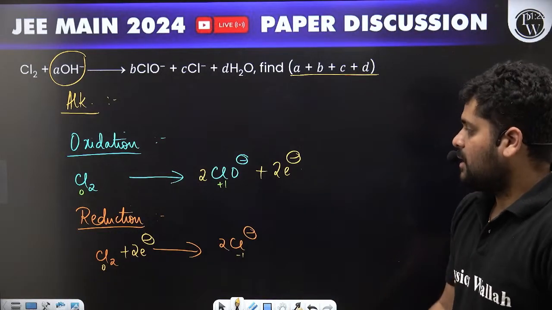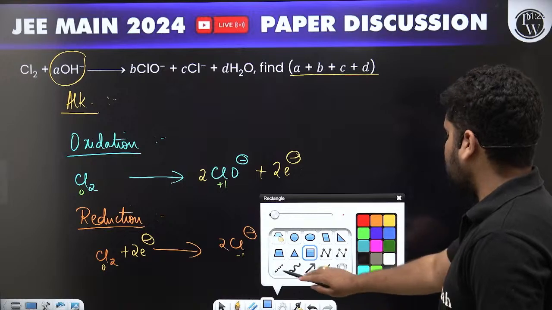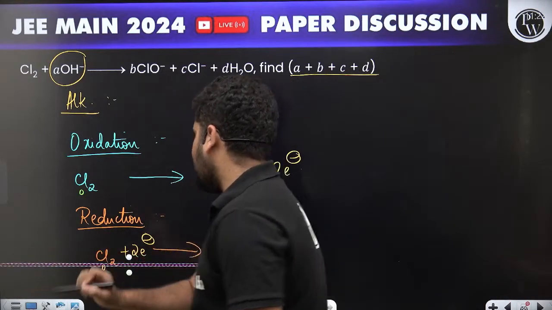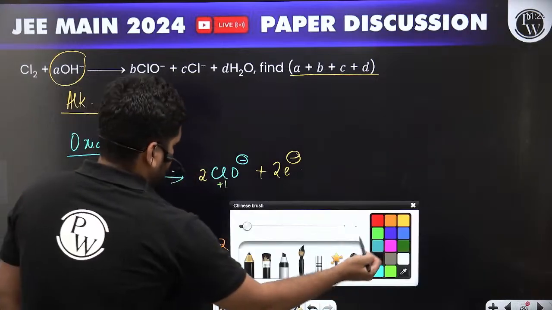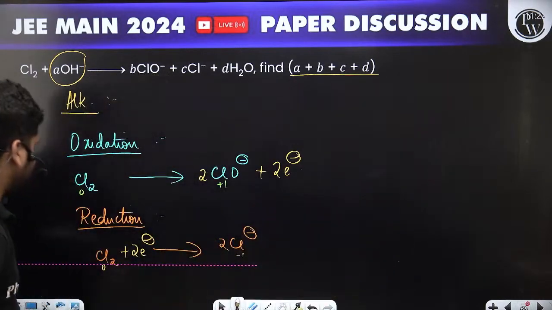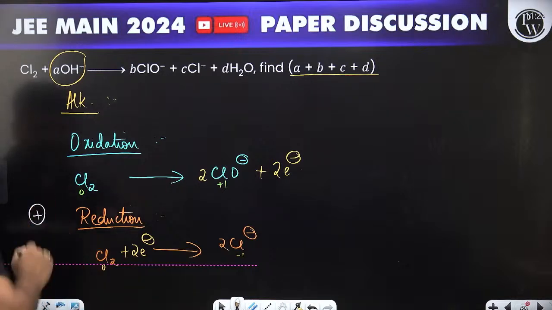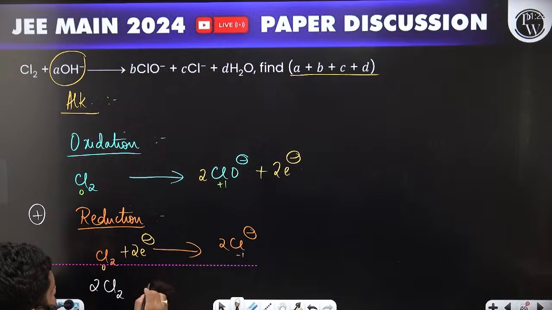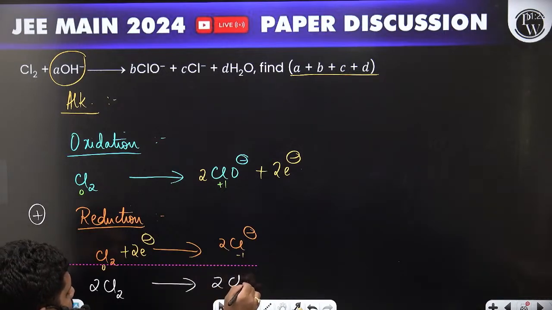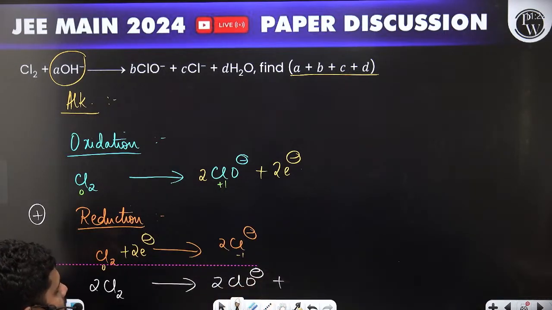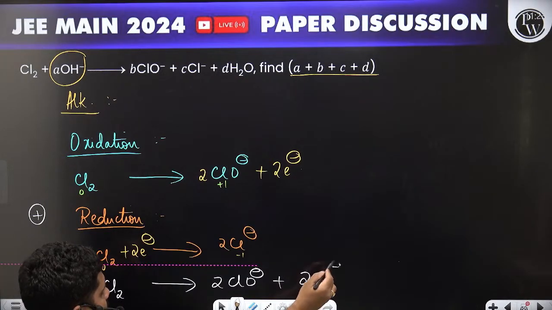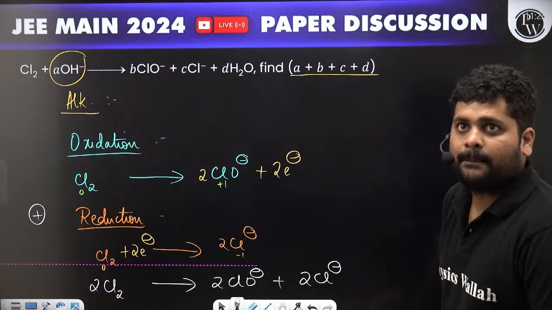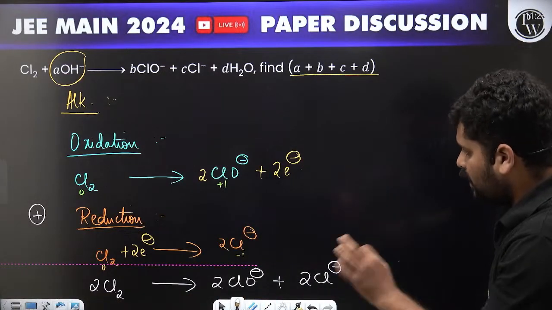Now next, what do we have to balance? It is the oxygens and hydrogens. Since it is an alkaline medium, first just sum up these two. You will represent this as 2Cl2 gives rise to 2ClO minus plus 2Cl minus. So this is what you are going to write over here. Okay, right. So chlorines are balanced.